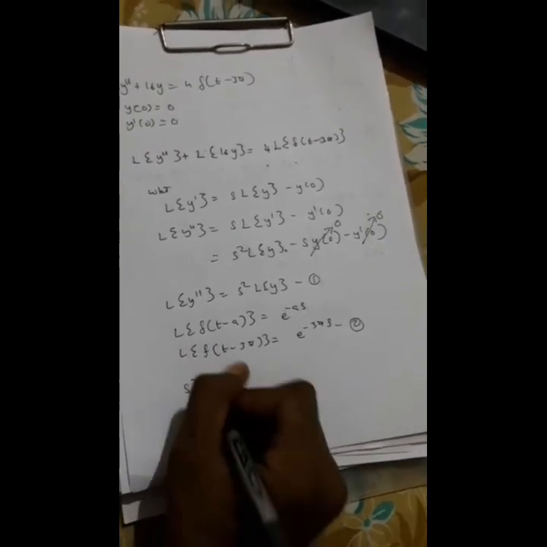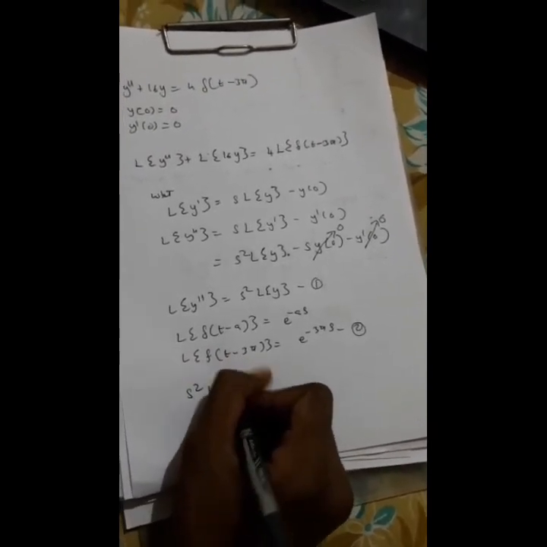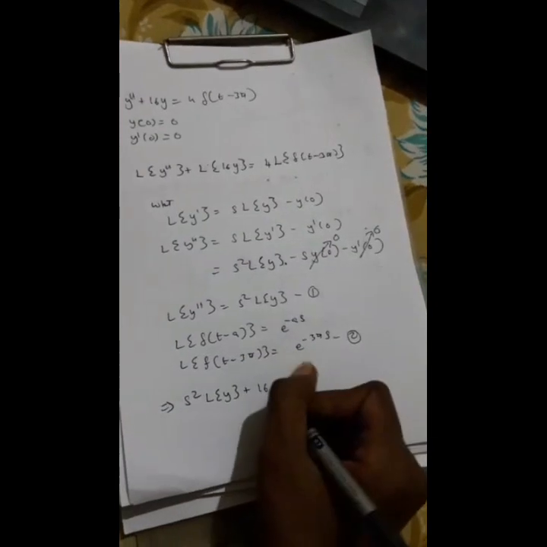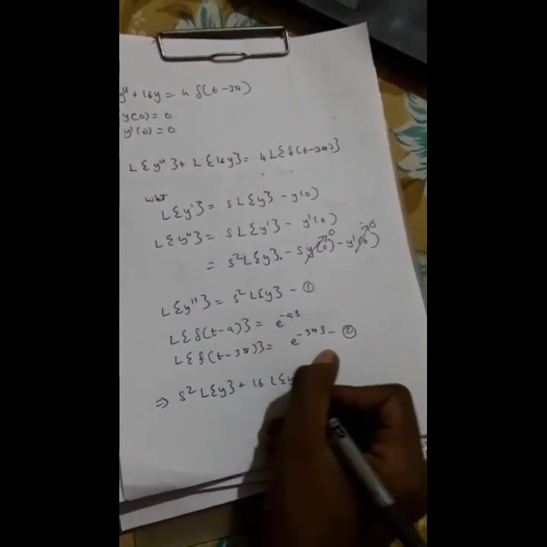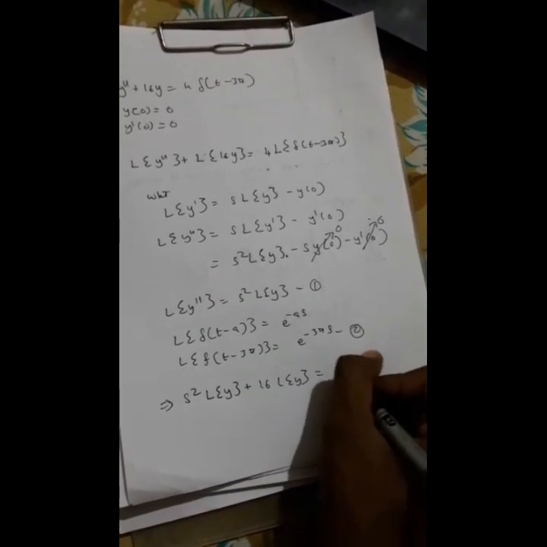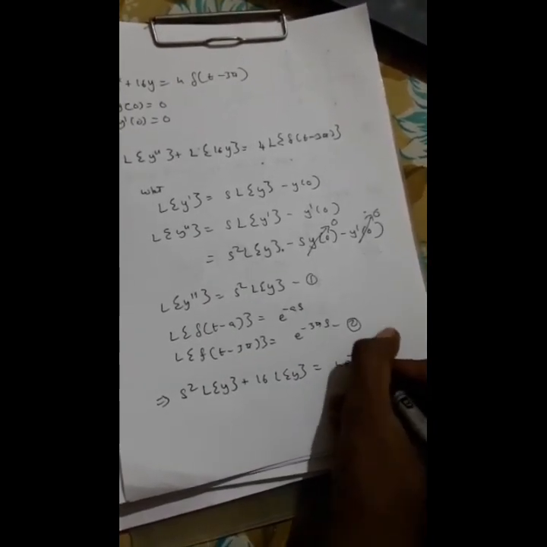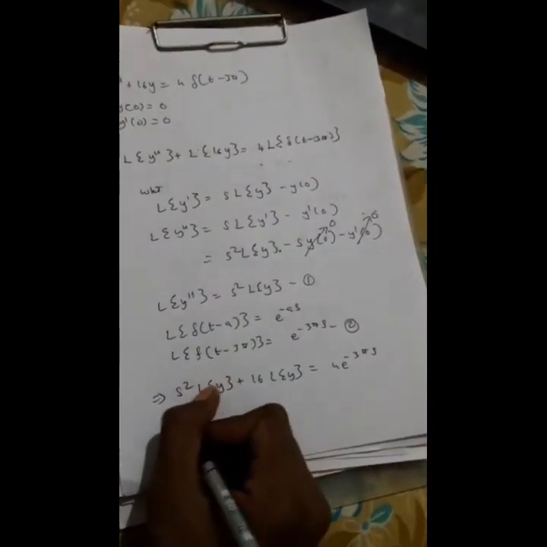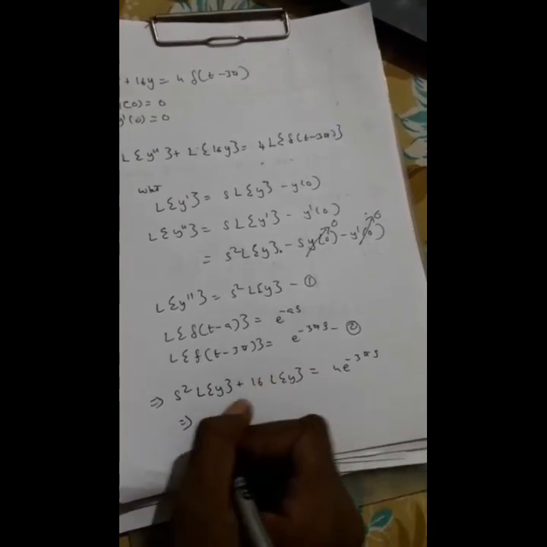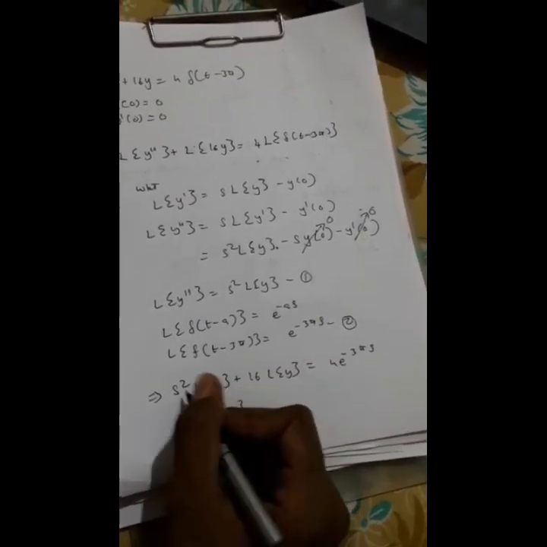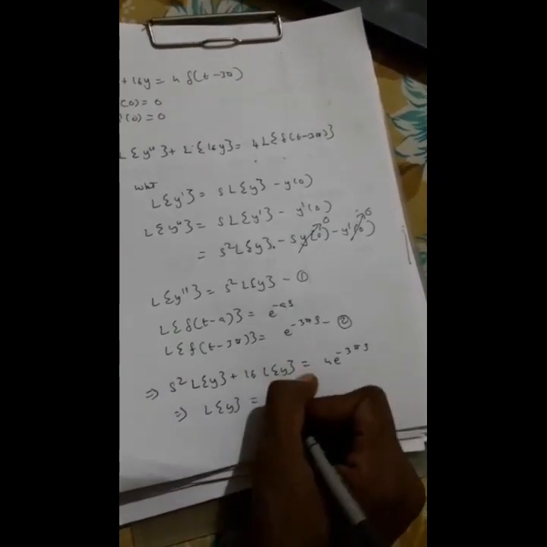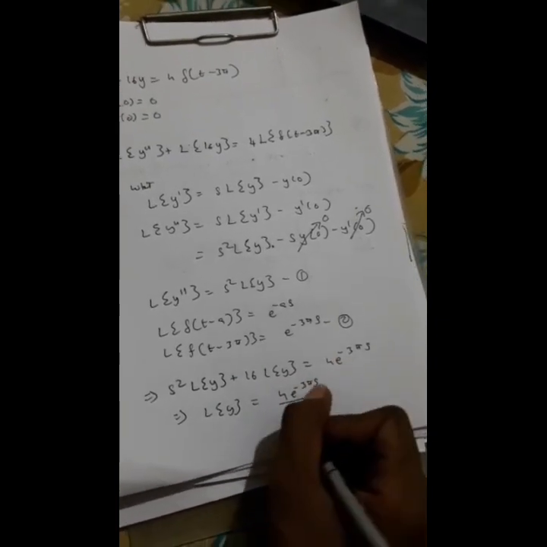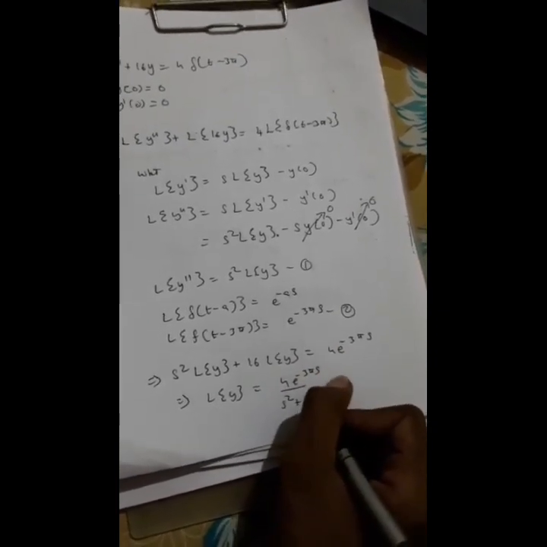We can substitute in this equation to find the Laplace transform. So substituting, s square into Laplace of y plus 16, we can take the 16 out, that's not a big deal, Y equals 4 into e power minus 3 pi s, because we are substituting this. Now solving and taking Laplace of y common and sending s square plus 16 to that side, we'll be left with 4 into e power minus 3 pi s divided by s square plus 16.